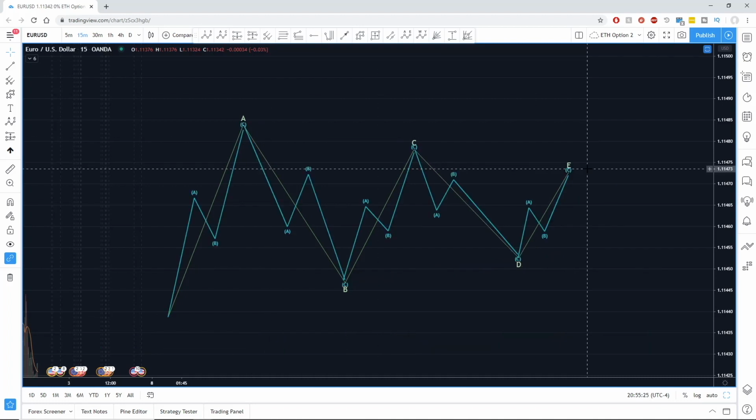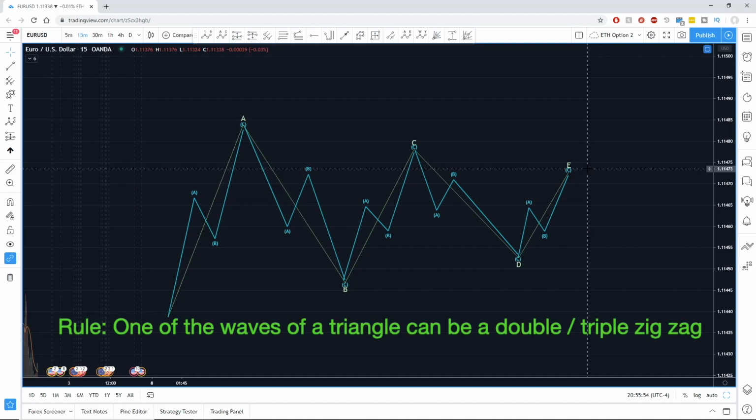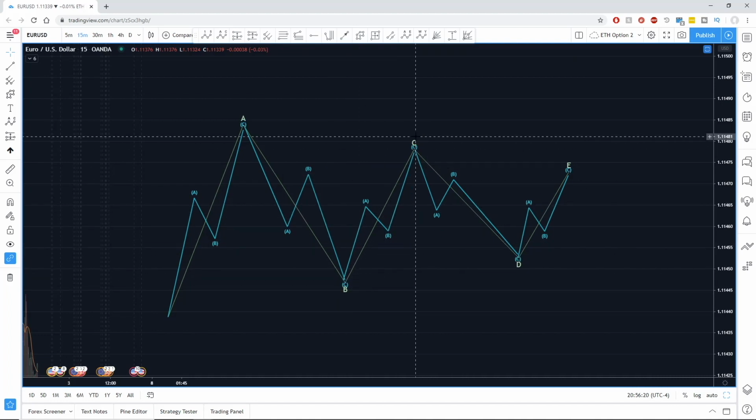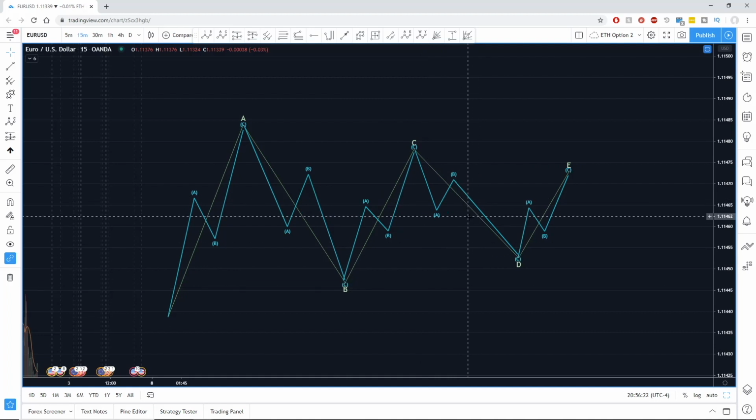Of course, by now, you know that waves are made up of other waves. Each of the waves of a triangle is typically made up of a 3-wave zigzag. However, sometimes one of the waves is more complex than just a single zigzag. And what I mean by that is it can be a multiple zigzag. So in part 4, you just finished learning about double and triple zigzags. Well, one of these waves in a triangle can actually be one of those. So instead of just being a simple ABC, you would have an ABC, an X wave, and another ABC, all making up just one leg of the triangle.